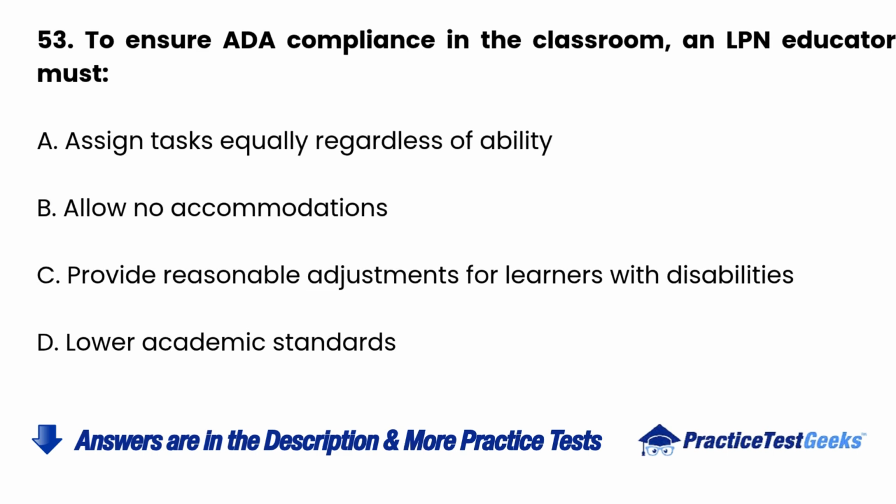53. To ensure ADA compliance in the classroom, an LPN educator must A. Assign tasks equally regardless of ability. B. Allow no accommodations. C. Provide reasonable adjustments for learners with disabilities. D. Lower academic standards.